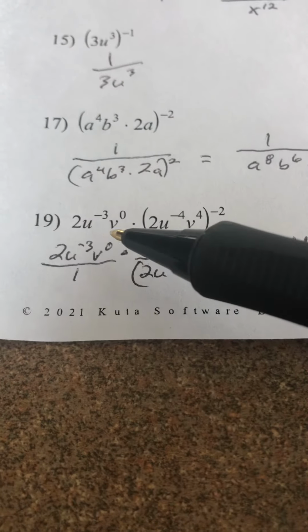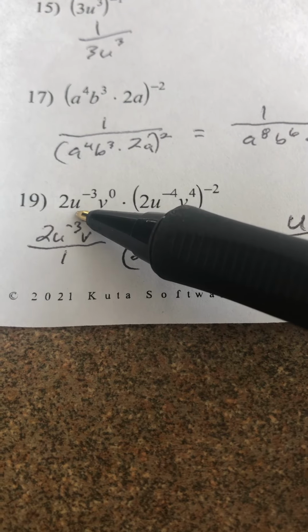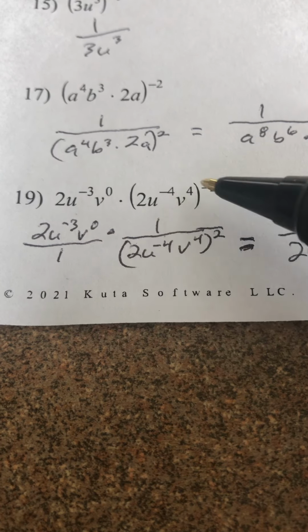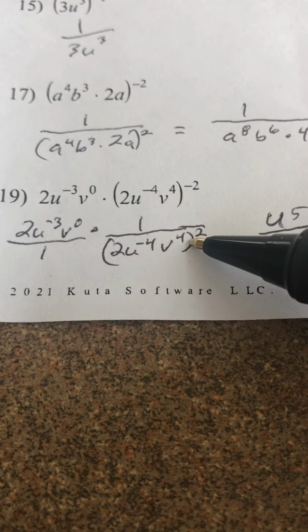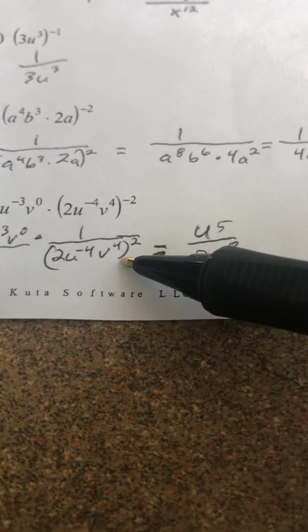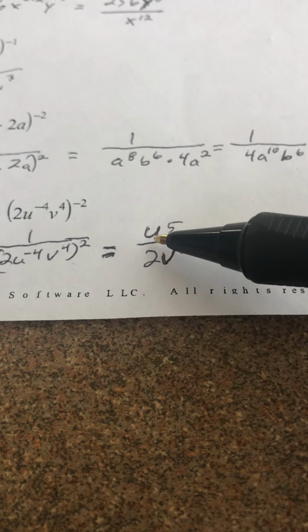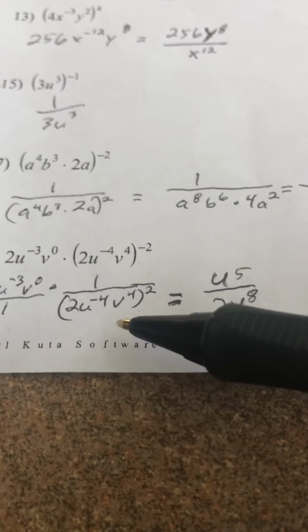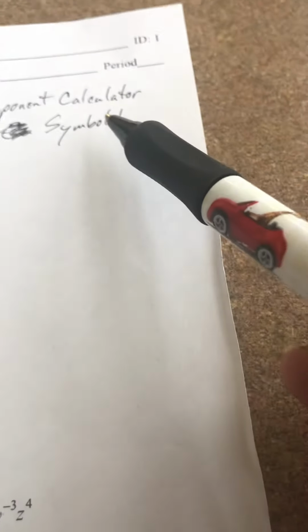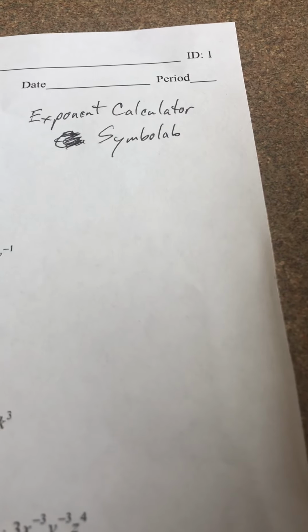And lastly, this, I'm just going to put all this over 1 because this all goes below 1 because it's in a negative 2 there. Long story short, I had a lot to write. It ends up being u to the 5th over 2v to the 8th. Once again, this was a good one to double check on the exponent calculator Symbolab.